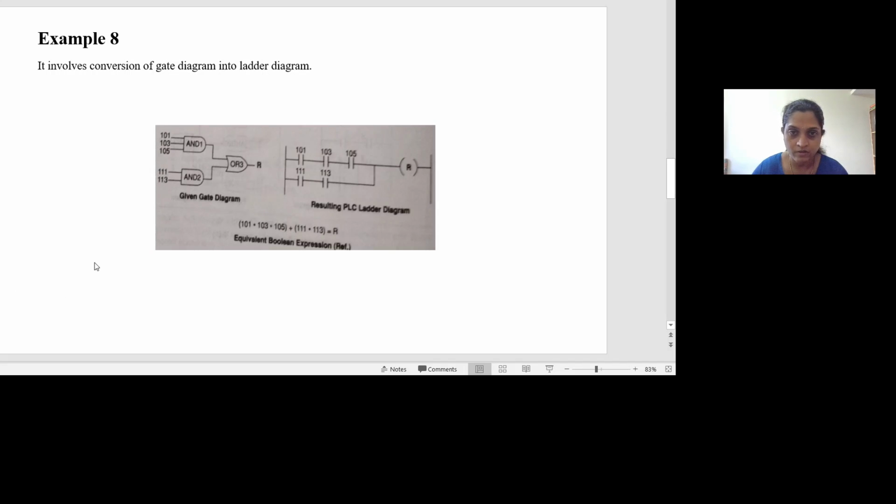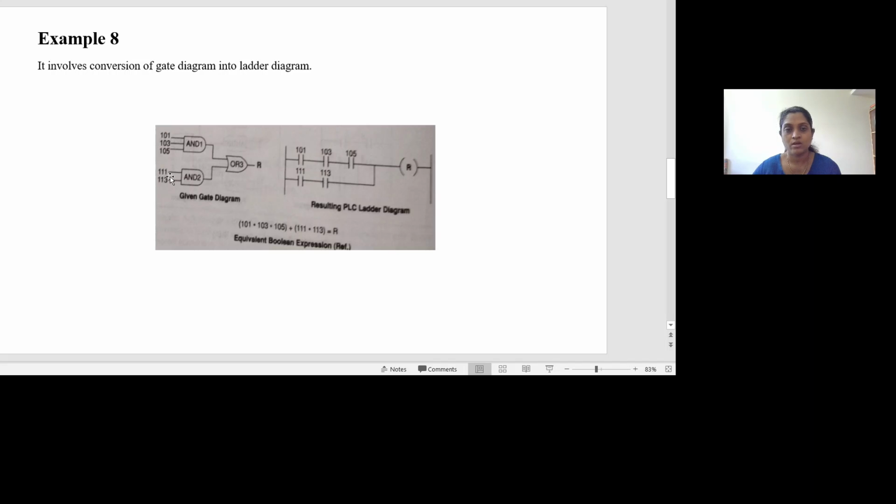Next, a logic diagram, a gate diagram, is given to you. Then convert that into an equivalent ladder diagram. So this is simple, I believe. I have taken an AND gate. The inputs are 101, 103, and 105. So the AND gate is replaced by contacts in series. So I have taken 3 contacts, 101, 103, 105. They are in series.